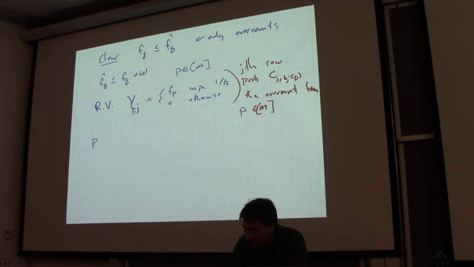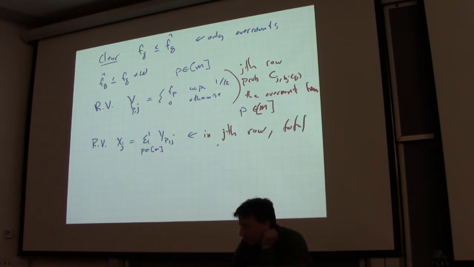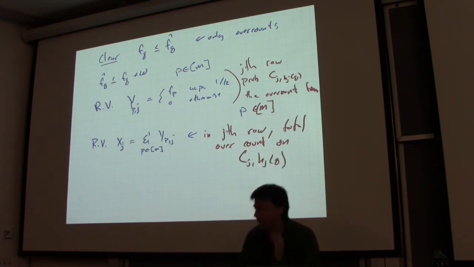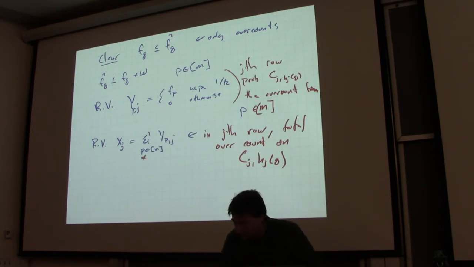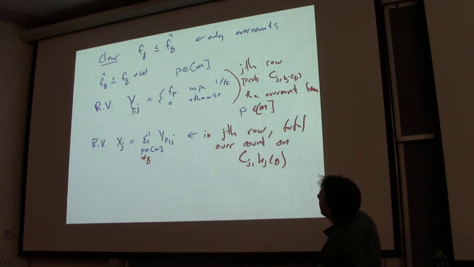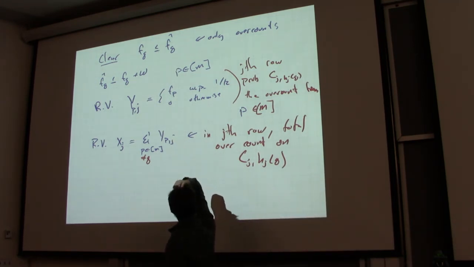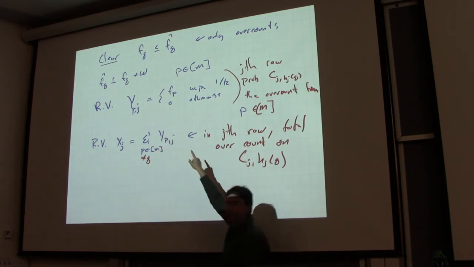And then I can set another random variable, x of j. This will be the sum over p in all IP addresses of y p j, right? So in the jth row, this is the total overcount on c of j, h of j of my query, where p is not equal to q. So I'm going to add up all of the terms that could have given me overcount, and each of them is a random variable that looks like this.